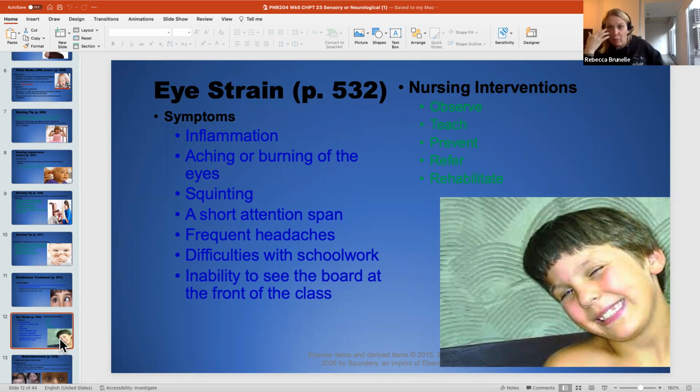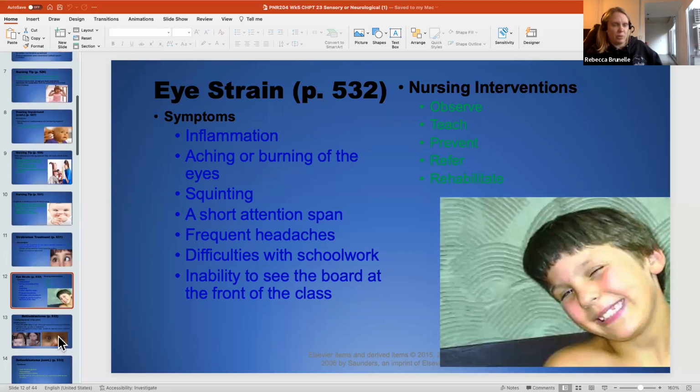Sometimes they can actually have a problem with the eye where there's inflammation or it's red. So just be aware that vision is something kids can have problems with at a very young age, and they should really be screened if they're having any problems or if they're squinting.